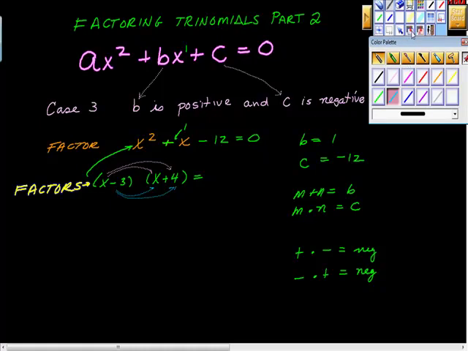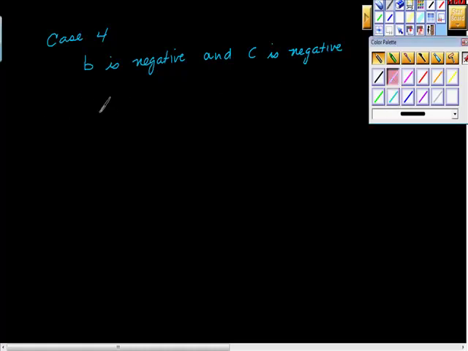The next case is this one. Let's call this case 4, like an attorney tonight. Case 4. In case 4, b is negative, and c is also negative. So that gives us something to work on there. And here's our problem. Our problem is that we are being asked to factor.